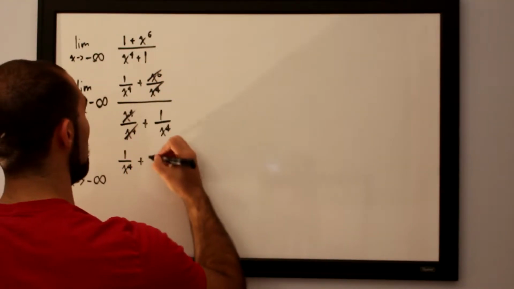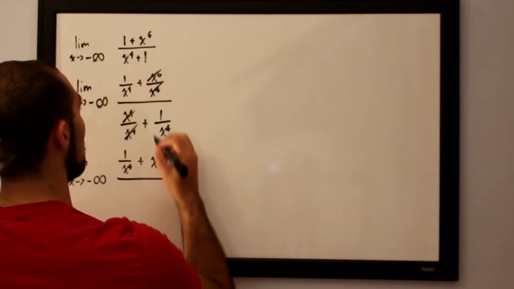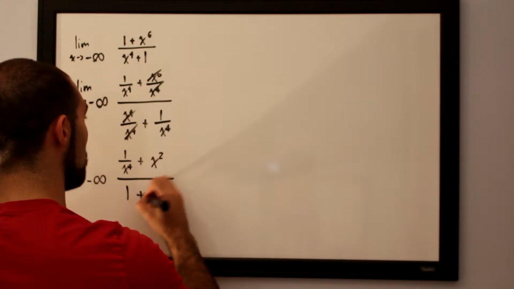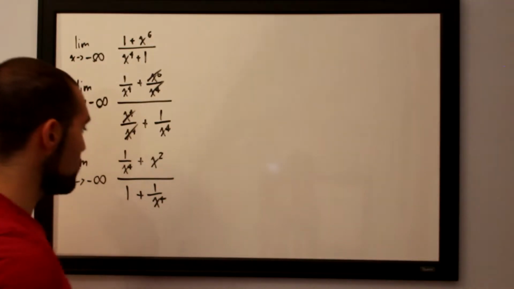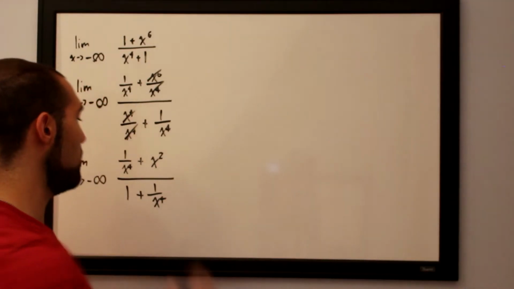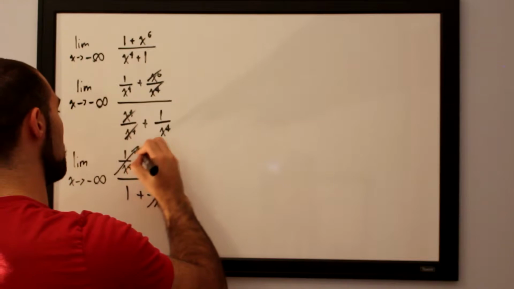This is going to be x squared, so 1 plus x squared. This is going to leave us with simply 1, and this is going to leave us with 1 over x to the 4th. So we know that this constant, because it's being divided by negative infinity, is going to go straight to 0. This is also going to go straight to 0.